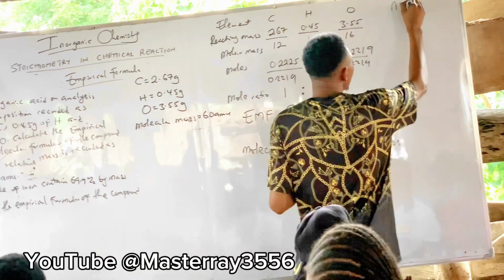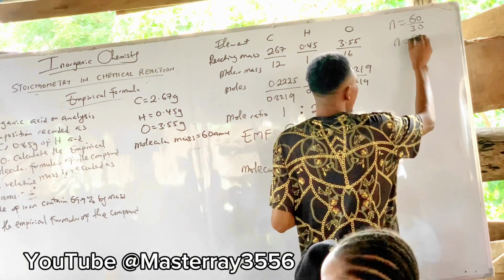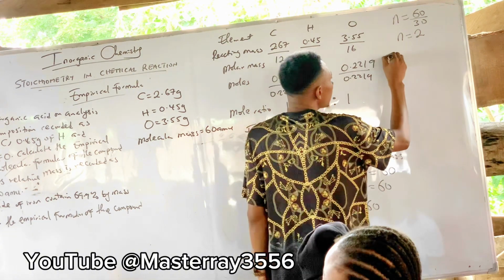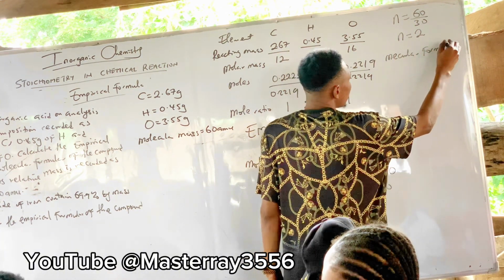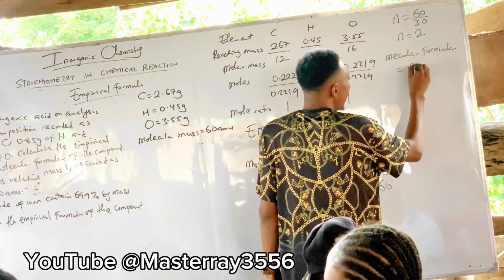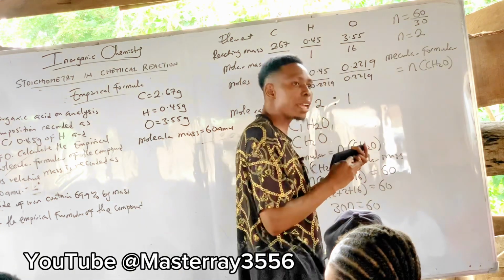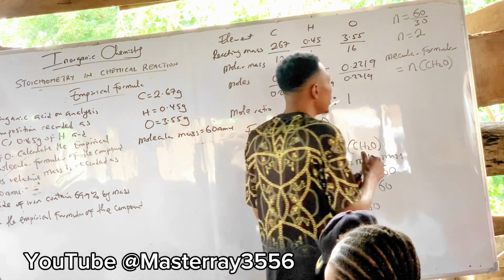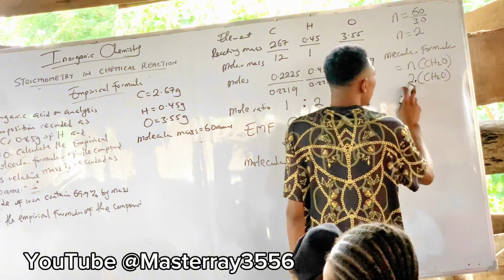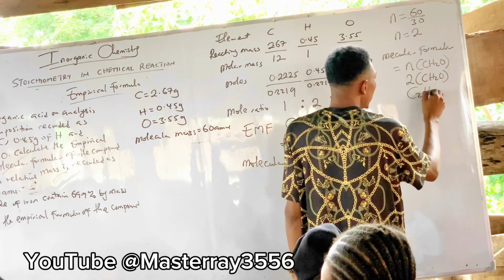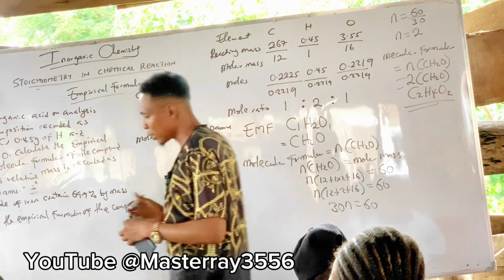So N will be equal to 60 over 30. N will be 2. So our molecular formula now, don't forget, is NCH2O, right? So you already know what your N is now, right? N is 2. We call 2 brackets CH2O. So 2 times this is C2H4O2. So that's your final answer.